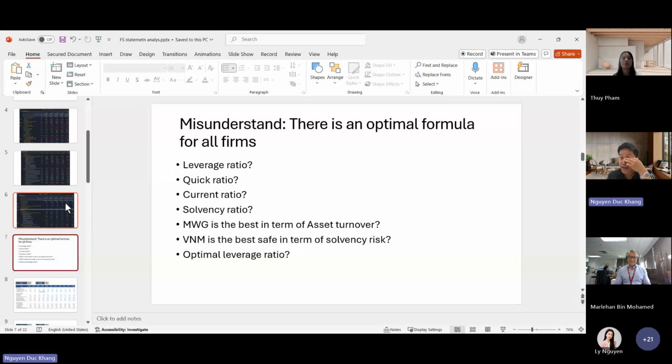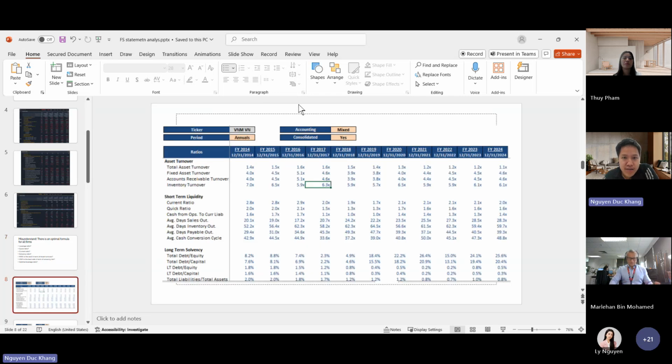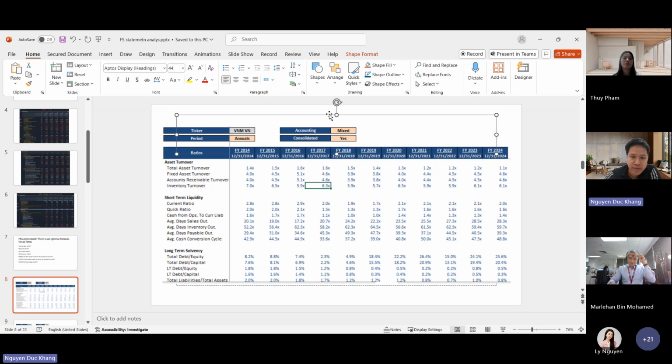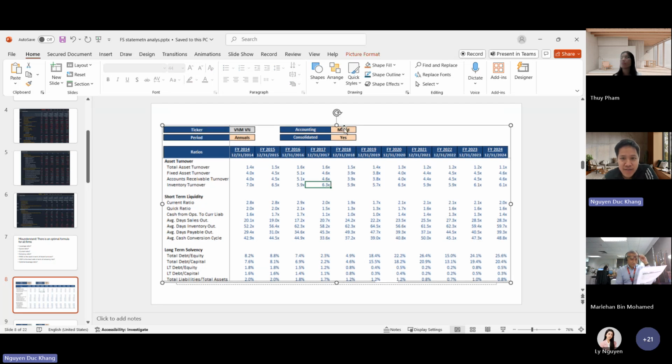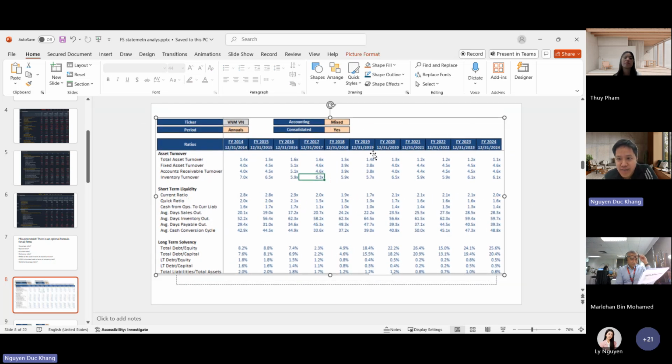Let's dig into some examples. Here is a financial ratio of Vinamilk. I think all of us know it. Maybe Malahan, you may know. It's the biggest dairy producer in Vietnam.